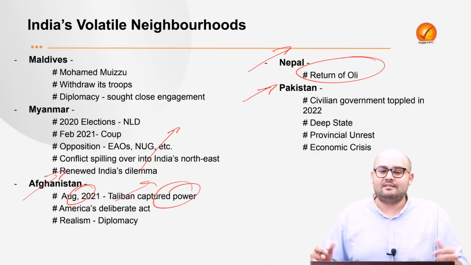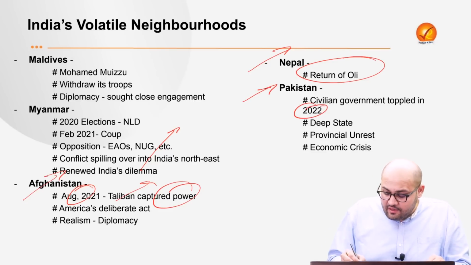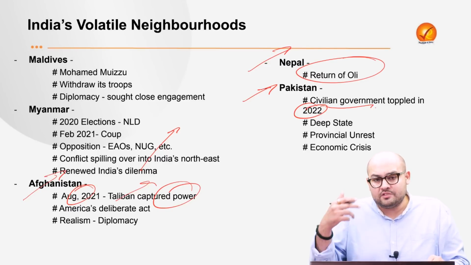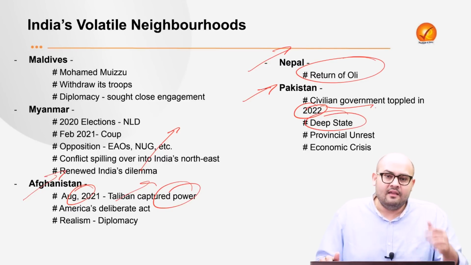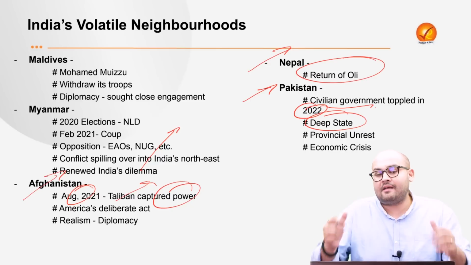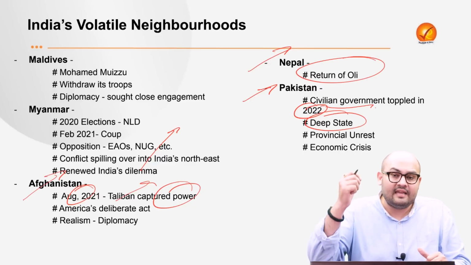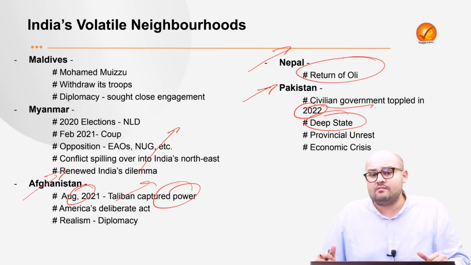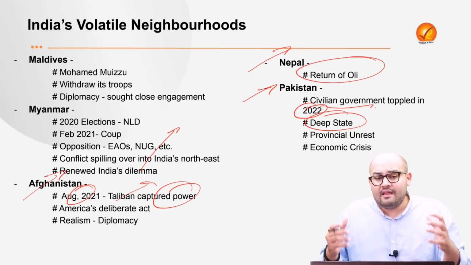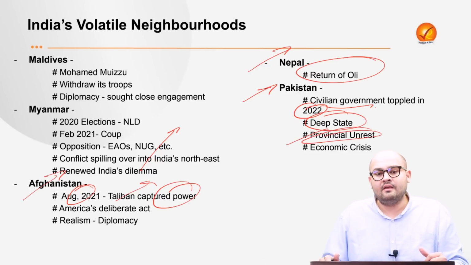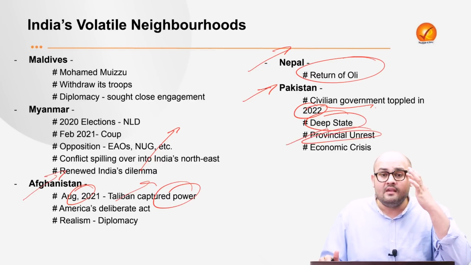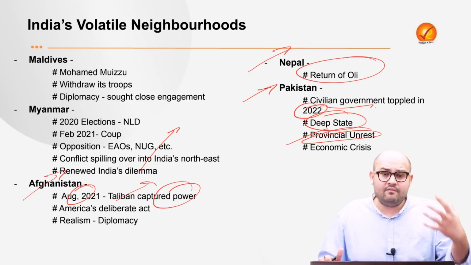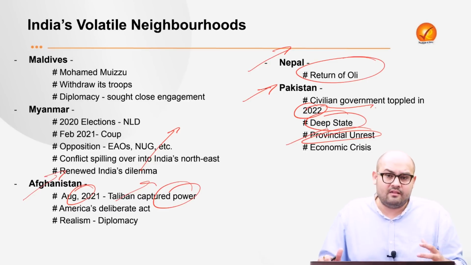Next, if we talk about Pakistan. Now, it was in the year 2022 when the civilian government was toppled, and it was toppled by the deep state of Pakistan. Now, we all know that the deep state of Pakistan is primarily led by the Pakistani army, right? Again, in addition to these challenges, Pakistan is facing provincial unrest. For example, in provinces like Balochistan, there has been unrest, where there has been a growing insurgency, right?